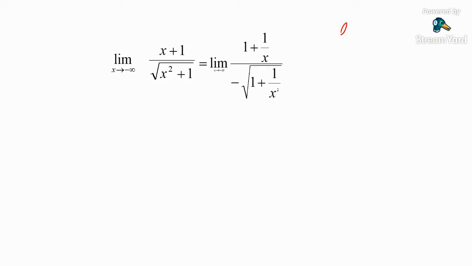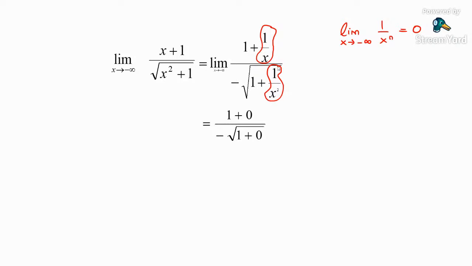And then of course we're going to use the limit as x approaches negative infinity of 1 over x to the power of n. This is actually equal to 0. So this one over here, this is 0. This one over here, that is also 0. So what do we have is 1 plus 0 over the negative of square root 1 plus 0. So this is actually equal to negative 1.